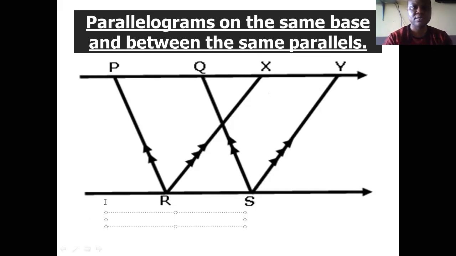Triangles PXR and what? QYX, correct. Now, take note of something. To prove this theorem, first of all, we need to show that these two triangles are congruent. Remember, we've done congruent before. We need to show that triangle PXR is equal to QYX.